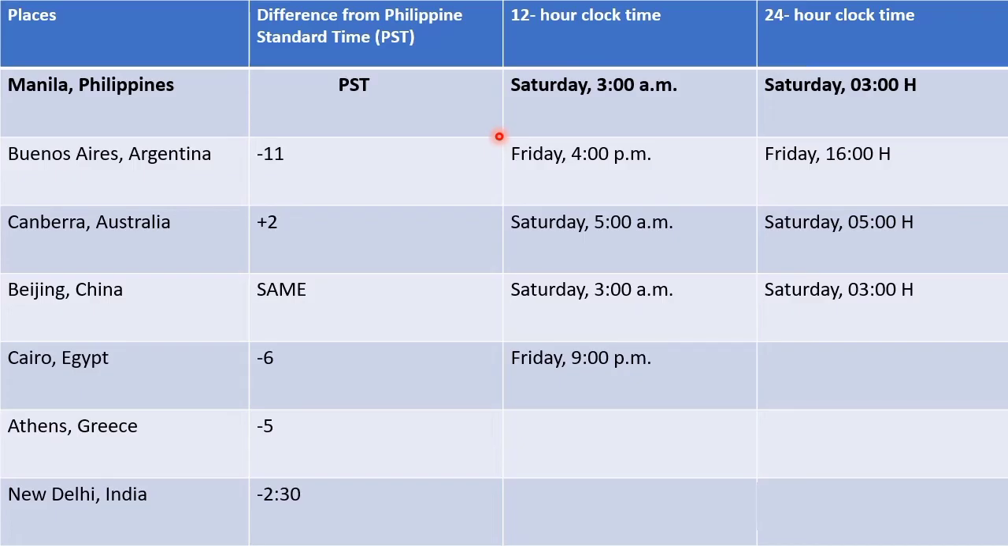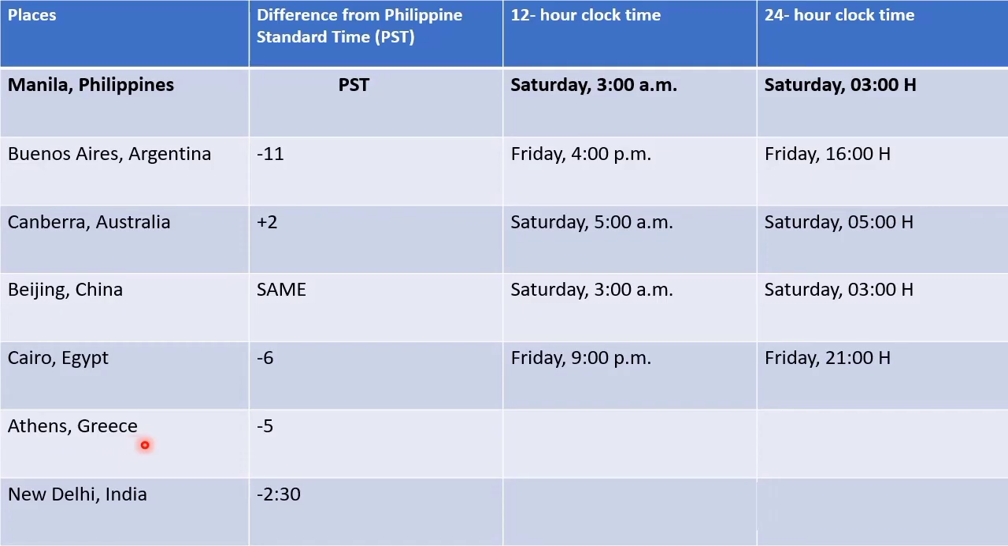Okay, so the equivalent of Friday 9 p.m. in 24-hour clock time is, you will just add 12. So 9 plus 12 is 21. So it's Friday 2100 hours.